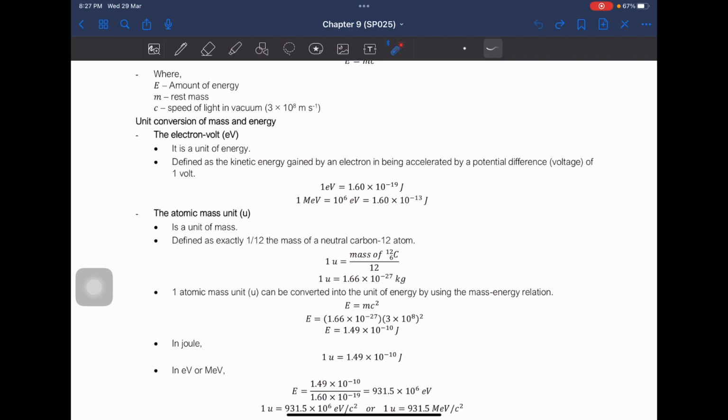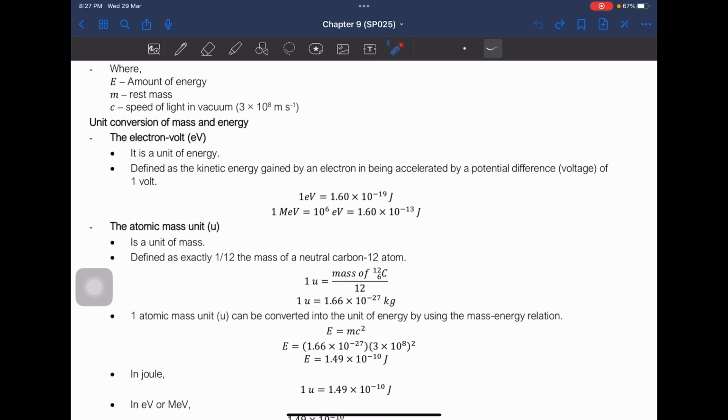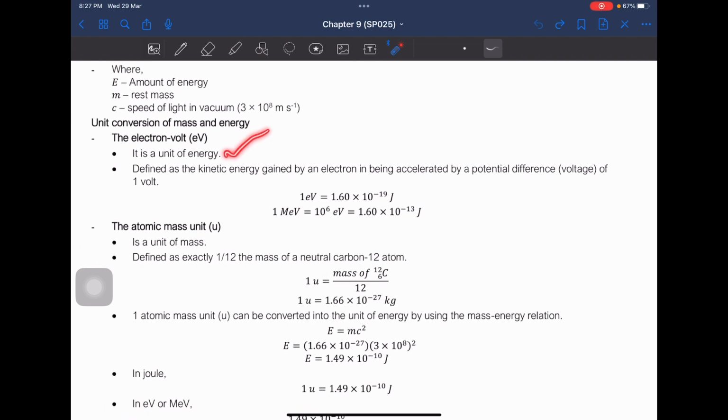So for electron volt, this is a unit of energy. It is defined as the kinetic energy gained by an electron in being accelerated by a potential difference of 1 volt. So 1 electron volt is equal to 1.6 times 10 to the power of negative 19 joule. 1 mega electron volt is equal to 10 to the power of 6 electron volt, which is equal to 1.6 times 10 to the power of negative 13 joule.